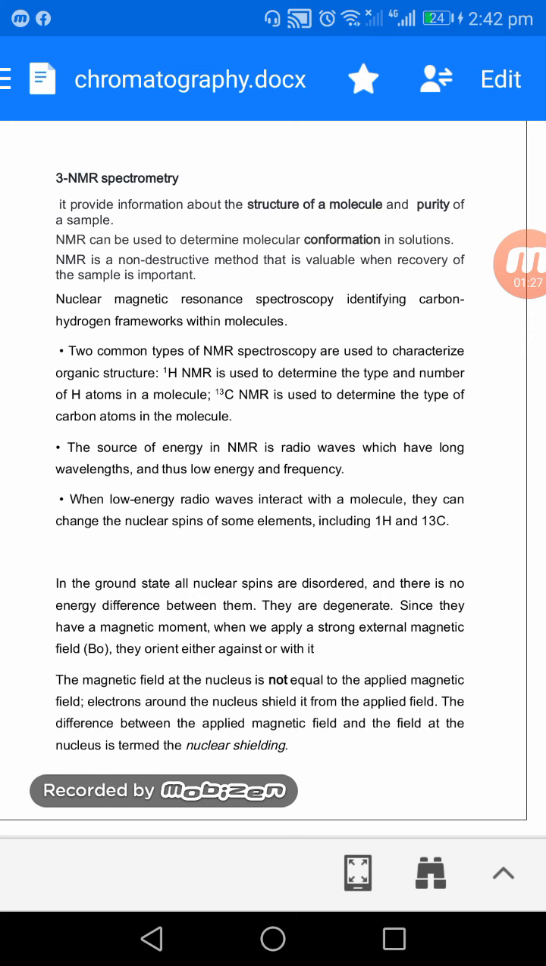Type of energy أو source of energy هو الراديو ويفز. يعني في ال NMR، في جهاز ال NMR بيستخدموا الراديو ويفز. اوكي، خلينا نشوف ال principle of NMR.